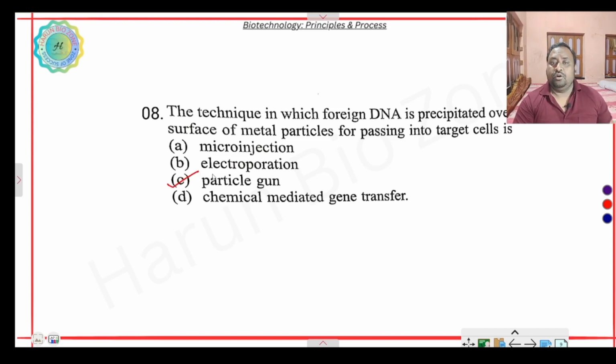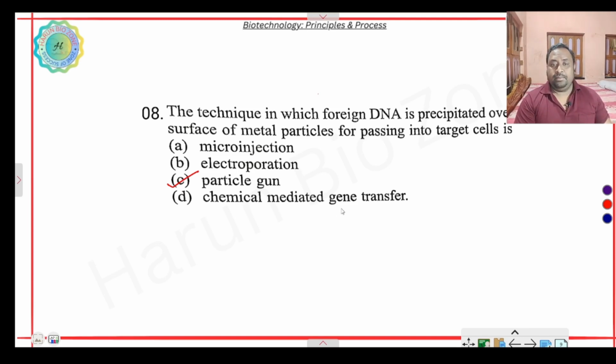Particle gun. This is a method where the foreign DNA is transferred into the host cell, especially in the case of plant cells, because plant cells have a cell wall. So the foreign gene is first covered by tungsten or gold particles, then transferred to the host cell forcefully by the gene gun method, or particle bombardment.